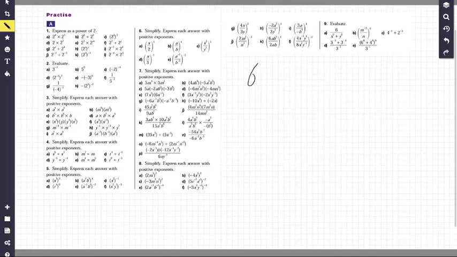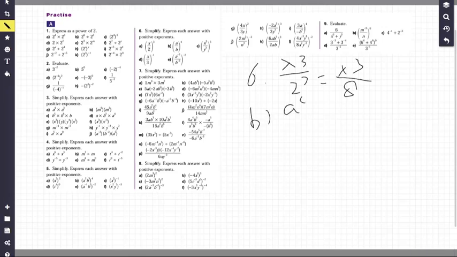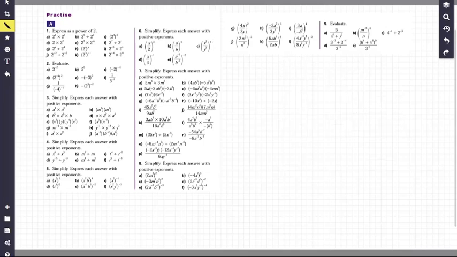And 6, we're going to have x to the power of 3 over 2 to the power of 3, which is equal to x to the power of 3 over 8. And B, which is a to the power of 4 over b to the power of 4. C, x to the power of 10, y to the power of 15. So remember, you're actually still just multiplying this because you're distributing it. Be careful. There's nothing wrong with math. Just trust your math. Trust the process.